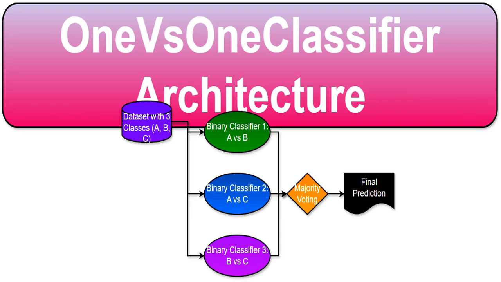Okay, let's break down the OneVsOneClassifier architecture. Imagine we have three classes, A, B, and C. This clever classifier doesn't try to tackle all three classes at once. Instead, it creates separate, simpler battles, or binary classifiers, that compare each class against every other class. It's like having a series of one-on-one matchups to determine the overall winner. Think of it as a round-robin tournament.